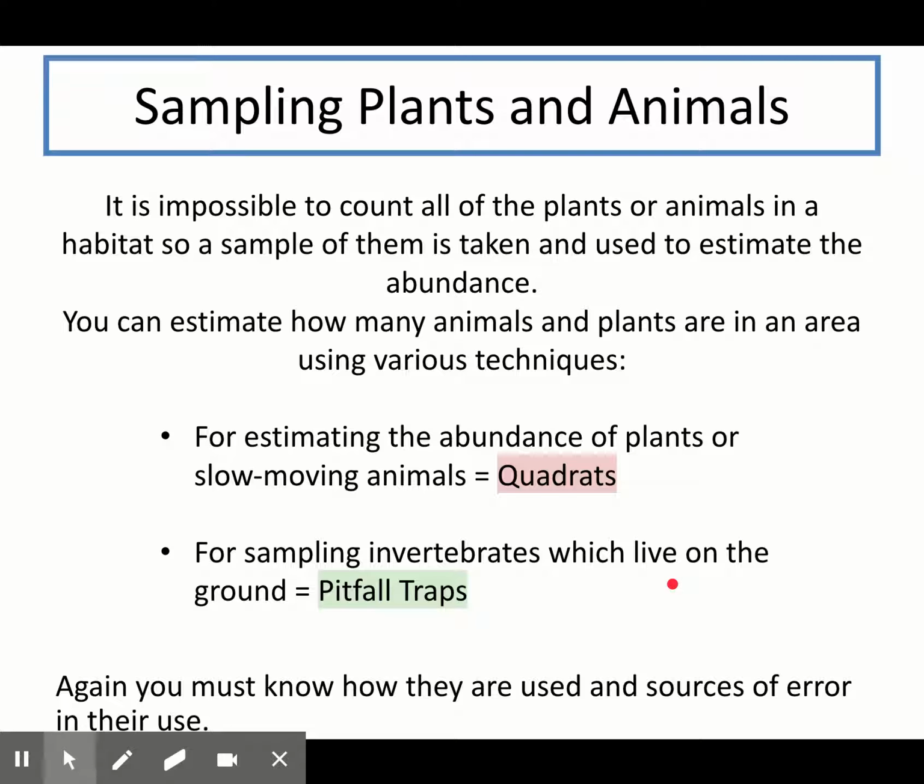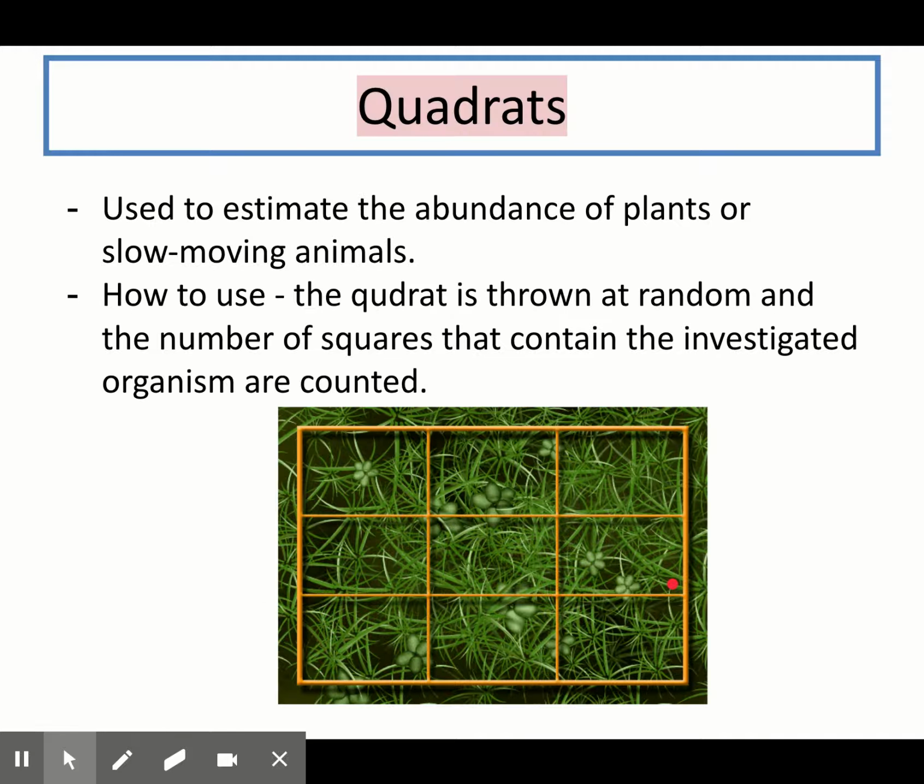Again, for both of these, you have to know how they're used and sources of error in their use as well. So we're going to start with quadrats. Quadrats are used to estimate the abundance of plants or slow-moving animals.